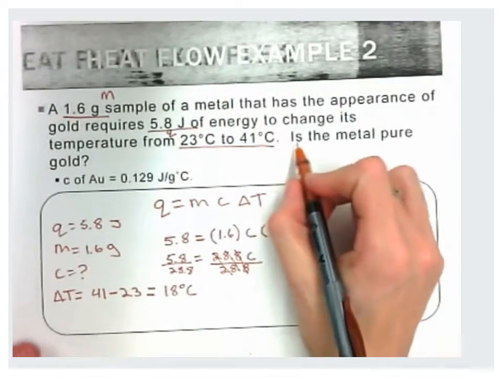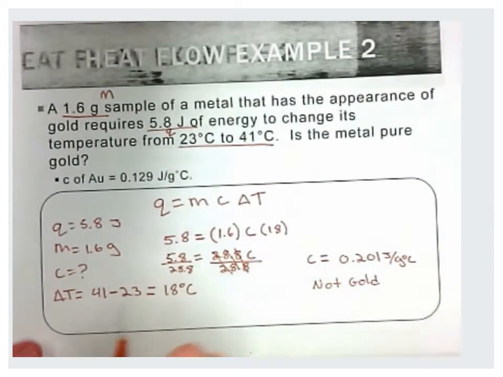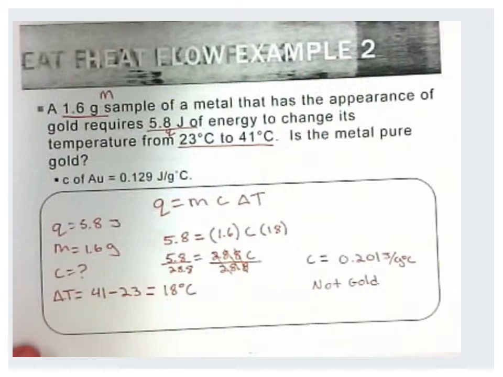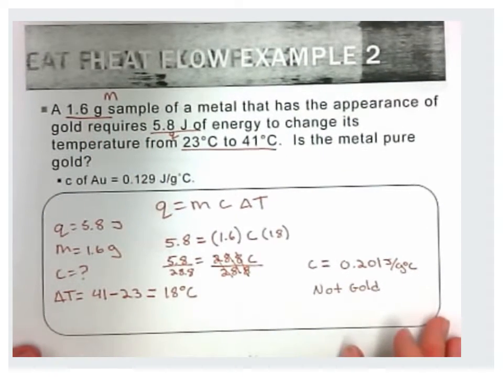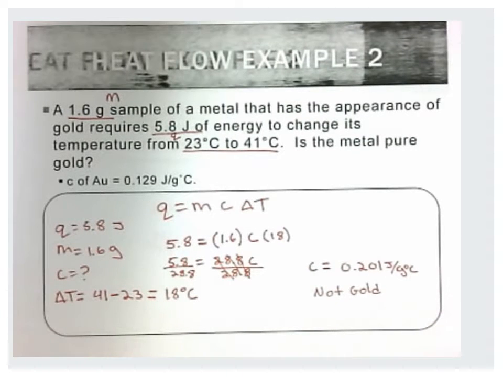But as in the case of this example, it's not always clear-cut. This example didn't say specifically, find the specific heat of the metal. We sort of had to read between the lines, look at what we were given, and decide what we needed to solve for.